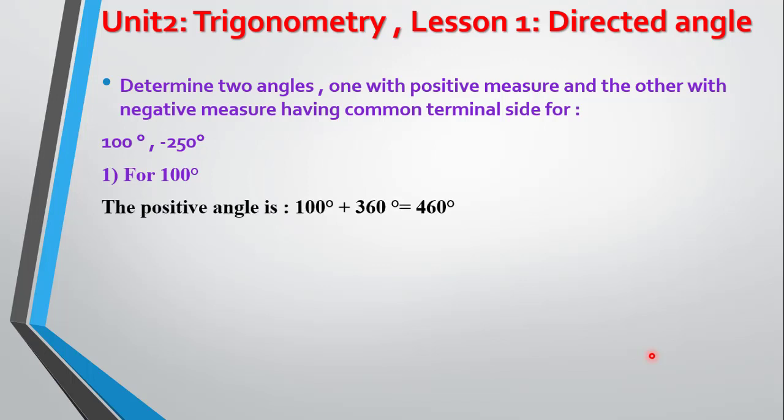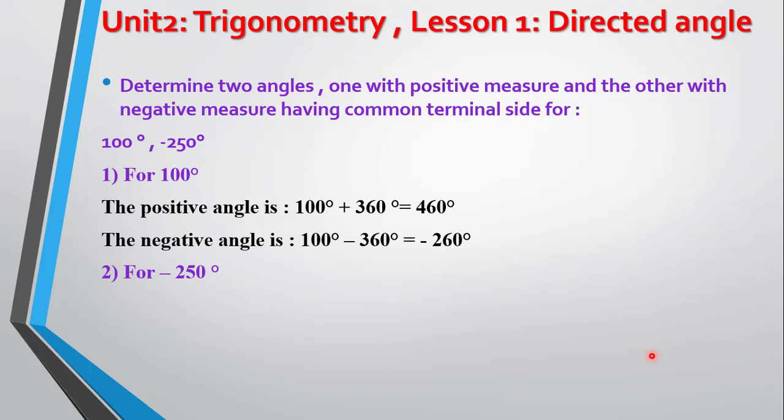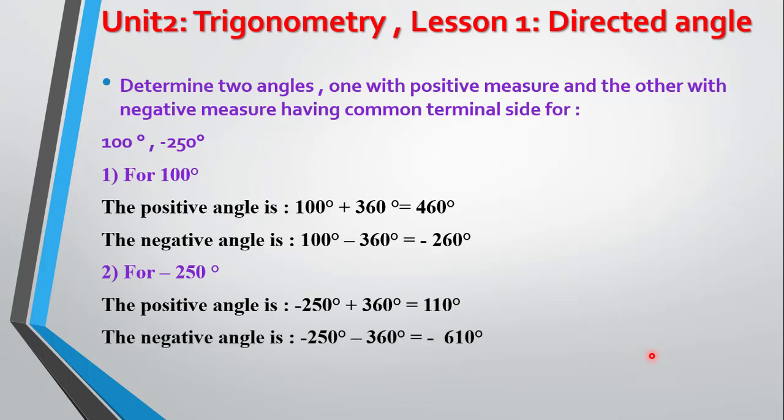Okay, so if you add 360, it will be 460. So 460 is a positive angle equivalent to 100 degrees. In the same way, 100 degrees minus 360 equals negative 260. So negative 260 is a negative directed angle equivalent to 100 degrees. What about negative 250? In the same way, I can add 360, it will be 110, or subtract 360, or add negative 360, to get negative 610.